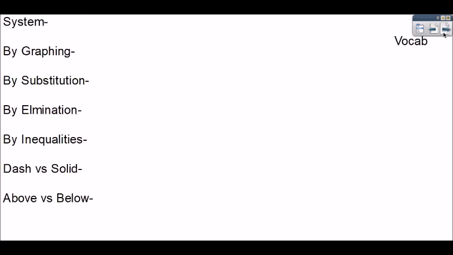This is systems test review. So where do they cross is our big question. So systems means where do they cross? By graphing means that we are going to take a physical graph, put two lines on it, and find the point.